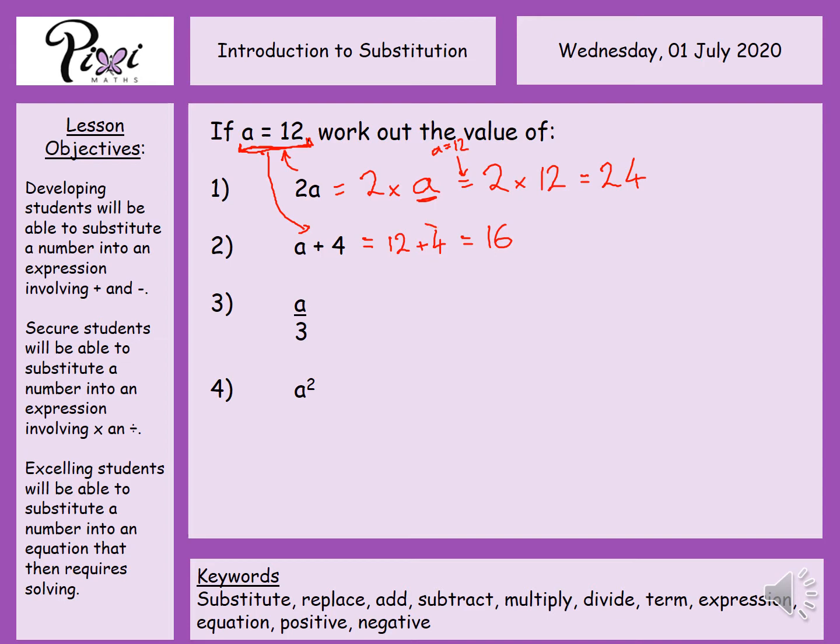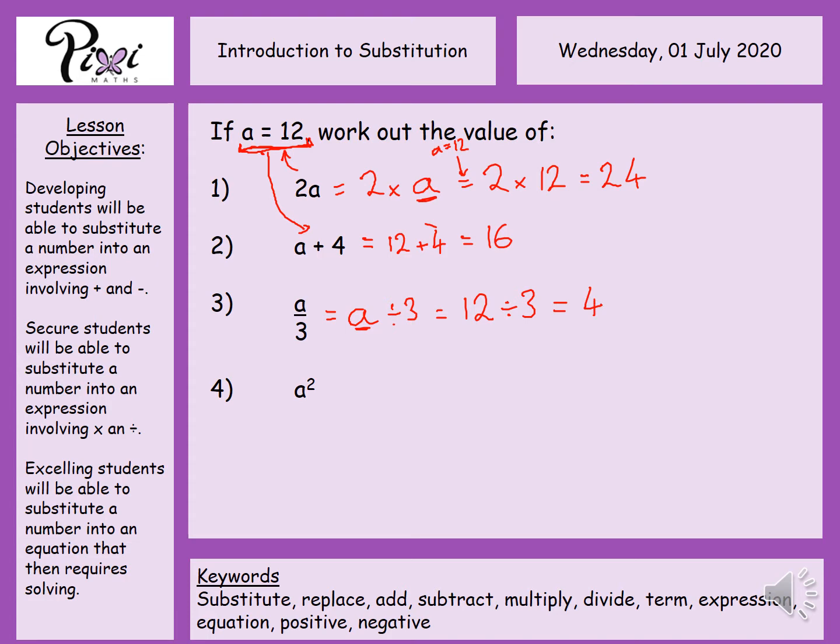Okay, let's have a go at another one. Here we've got a over 3. What this means is a divided by 3. So what we need to do is our substitution. We've got a here, we need to swap that for 12. So we've got 12 divided by 3. And then lastly, we just do the division and we get 4 as our answer.